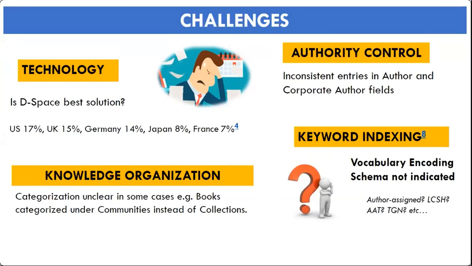Then we have authority control. In terms of authority control, there are inconsistent entries in author and corporate author fields among the institutional repositories. So that's a challenge that may need to be addressed. Then knowledge organization, categorization is unclear in some cases, e.g. books are categorized under communities instead of collections.